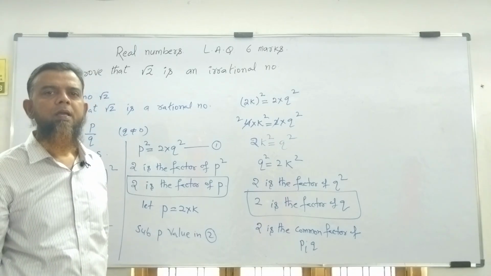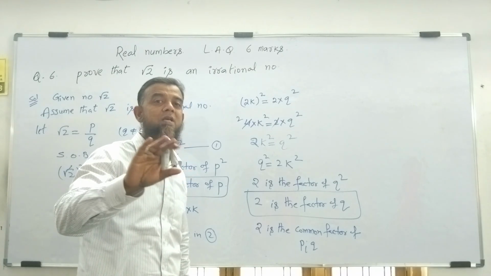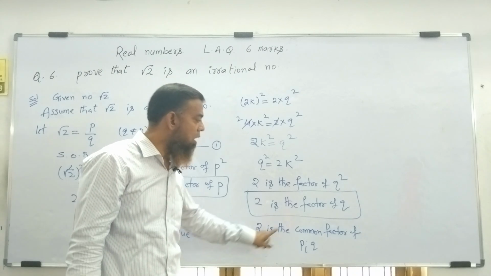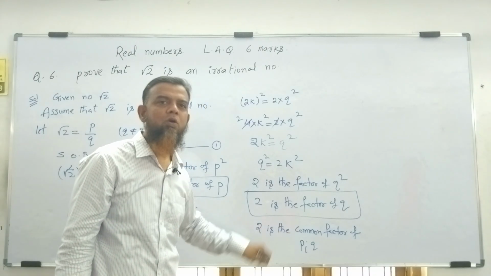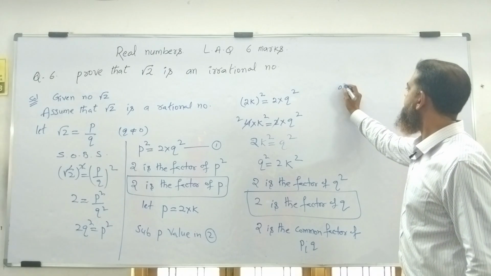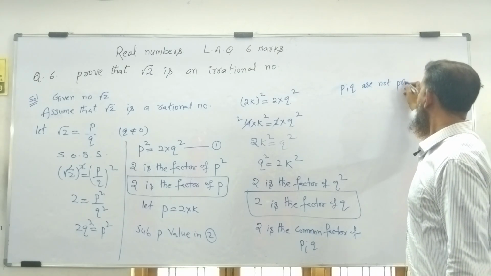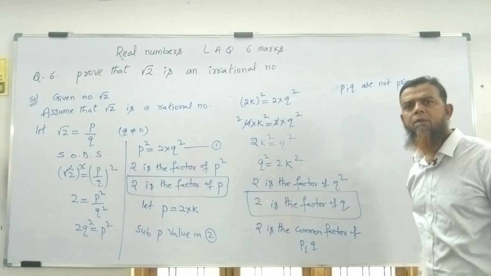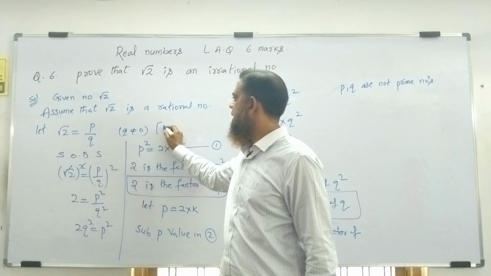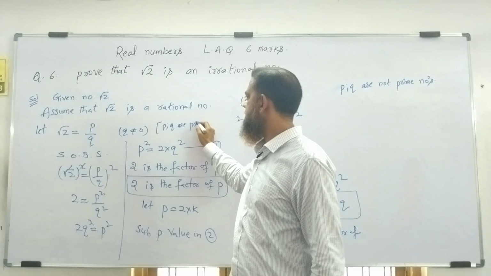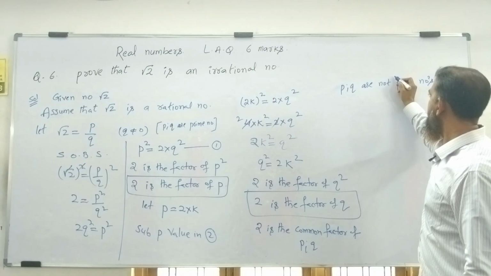Now we studied another formula: if any number other than 1 is a common factor, then those are not prime numbers. See here, if 1 were the common factor, they would be prime numbers, but here which number is becoming a common factor? 2. Then p comma q are not prime numbers. This is wrong, because we started by saying p comma q are prime numbers, but at the end our answer is that p comma q are not prime numbers.